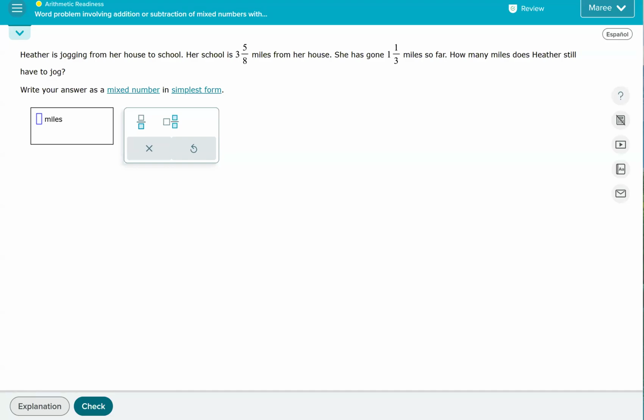This topic is a word problem involving addition or subtraction of mixed numbers with different denominators. We know that we're either going to be adding or subtracting. So here's this problem.